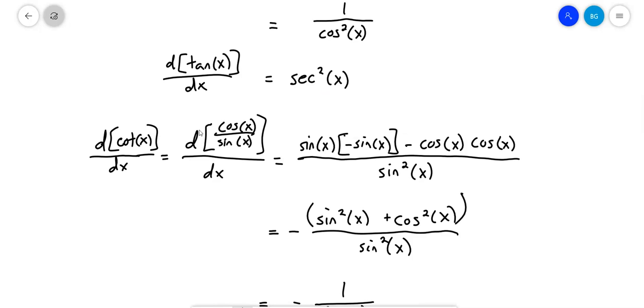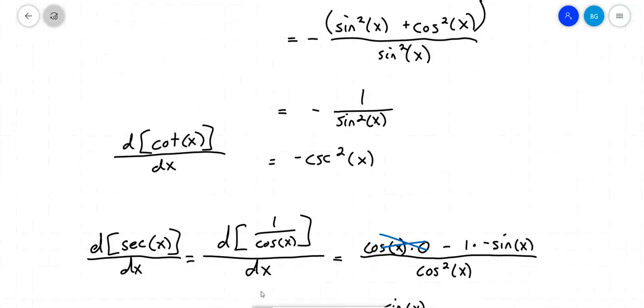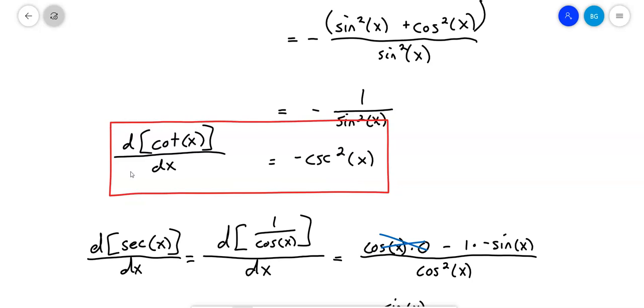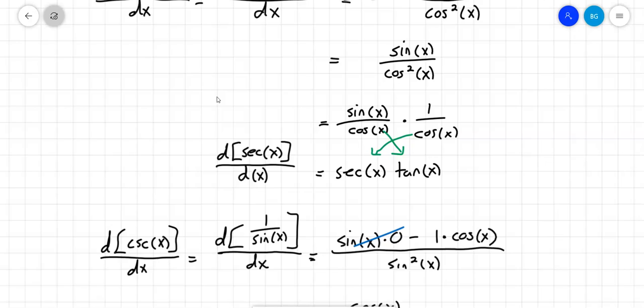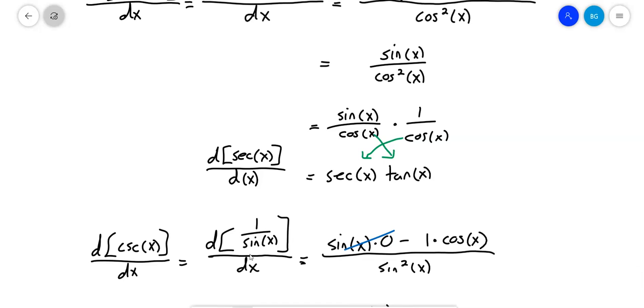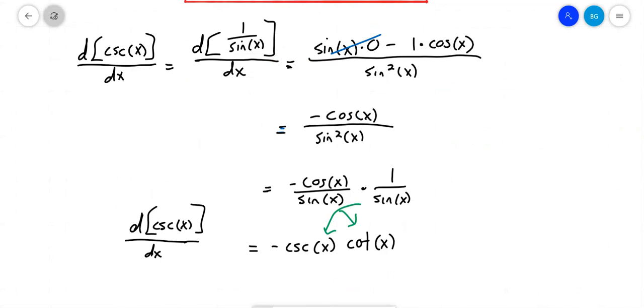Maybe I should box these or something. There we go. The derivative of cotangent is negative cosecant squared. So you're going to notice that all of the co-functions, their derivatives are negative. Cotangent gets negative cosecant squared. You should remember that cosine is negative sine. Now this one is not a co-function, so the derivative of secant is secant times tangent. And the derivative of cosecant is negative cosecant times cotangent.